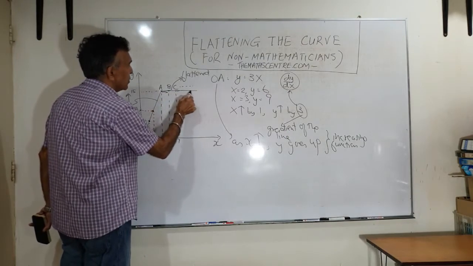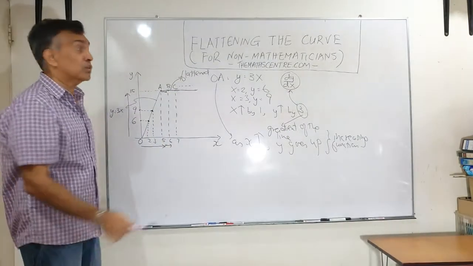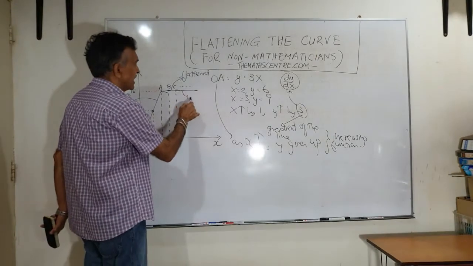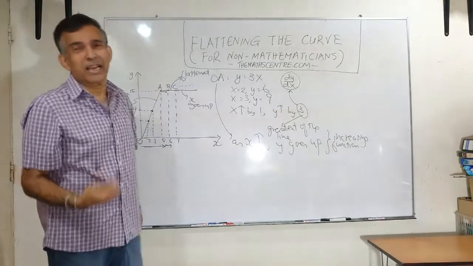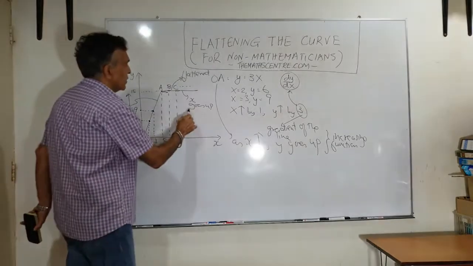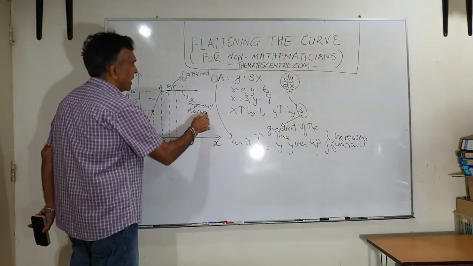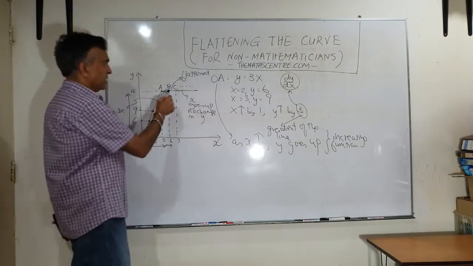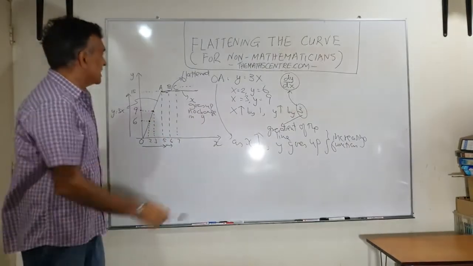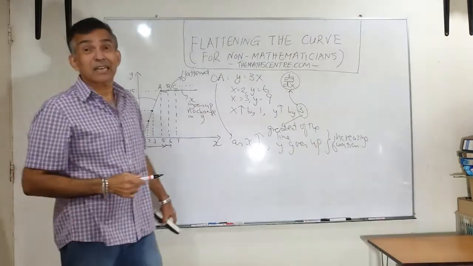That means when x goes up, there's no change to y. Let me write it here. When x increases, no change in y. y remains the same. This part here is what we call flattening the curve.